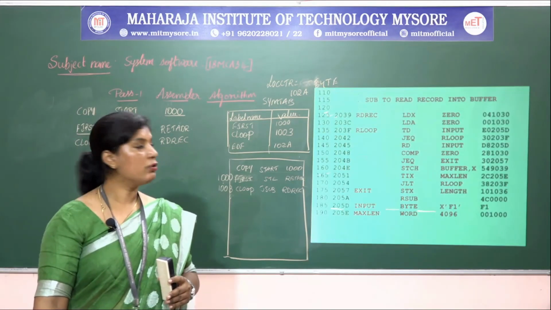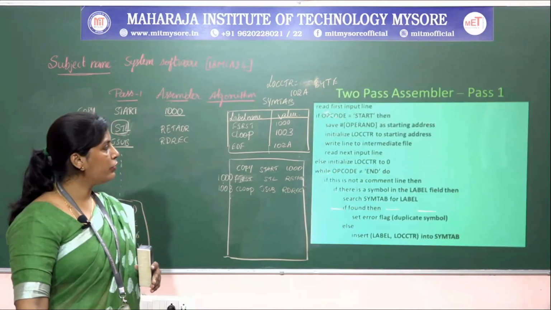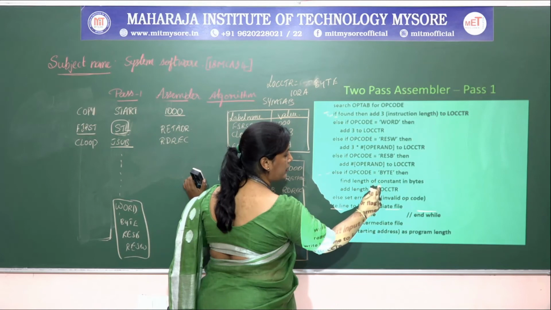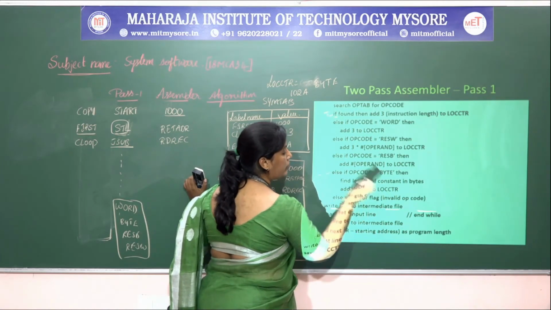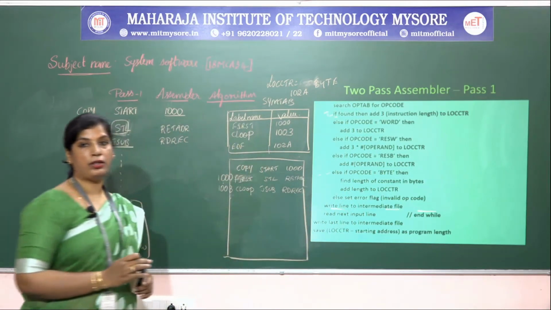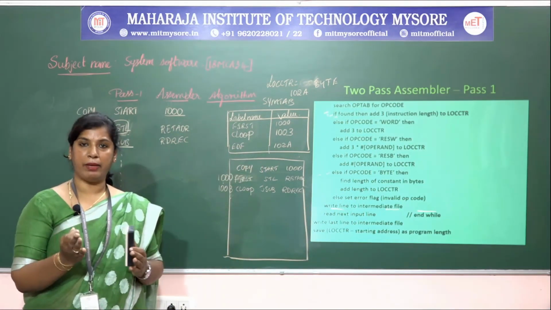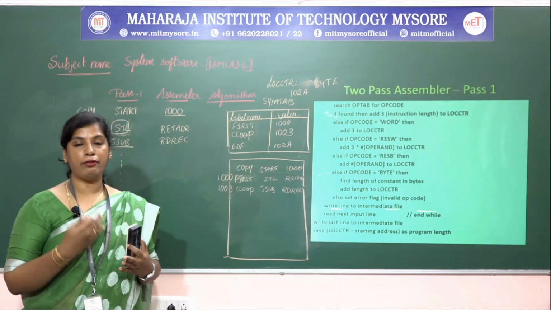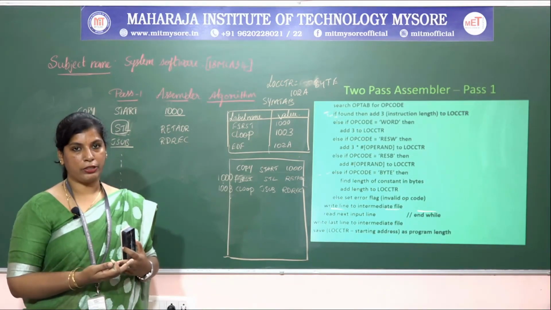So what is the length? It is 3 bytes. So it just finds the length of the constant. What is the length of the constant? It is 3 bytes. For that, we just have to add 3 to the location counter. If the string length is 11 bytes, we have to add 11 to the location counter. If the string length is 10 bytes, we have to add 10 to the location counter value, like that.